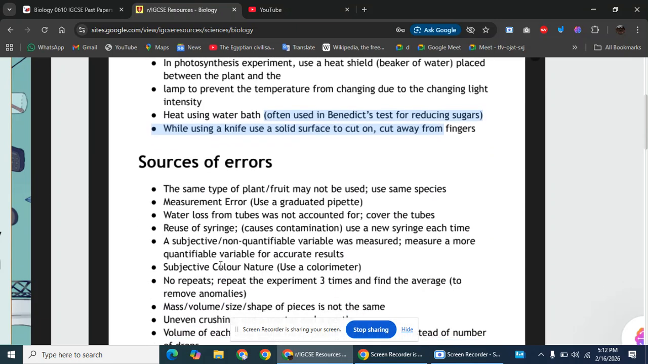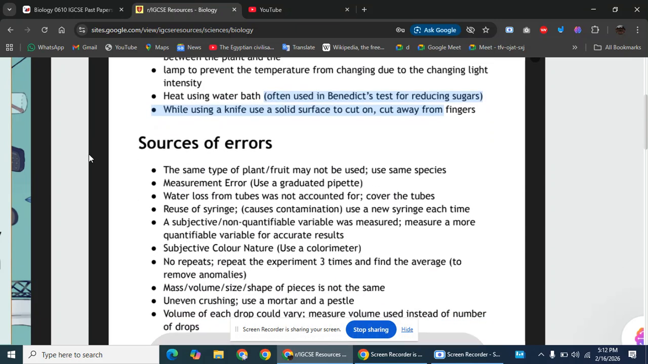Now, what types of errors can be caused? Very important: the same type of plant or fruit may not be used. Use the same species. Sometimes people don't use the same species, which can cause a source of error in the entire investigation. Then measurement error. Measurement error is caused if you don't use a graduated pipette. Okay, water loss from tubes was not accounted for.